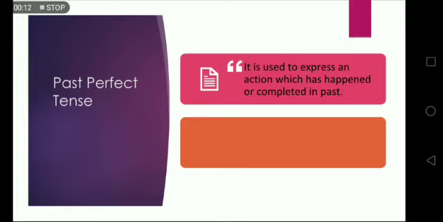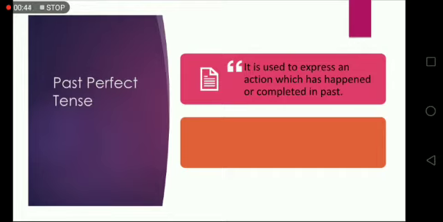So, now past perfect tense is the third type of past tense. Let's look into the definition, that what they tell and indicate us about. It is used to express an action which has happened or completed in past. So these tenses actually tell us about an action that took place and got completed in past. That means that action has already taken place and it got completed in our past time.